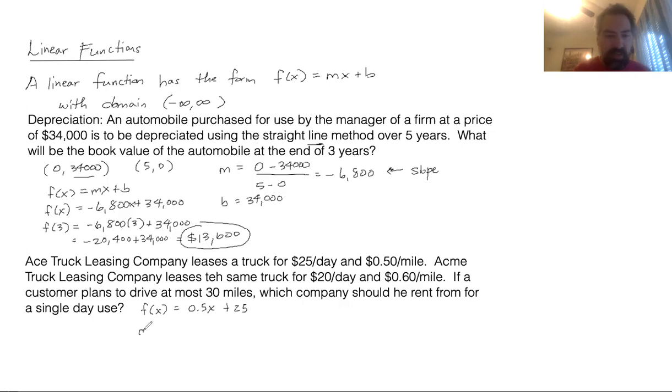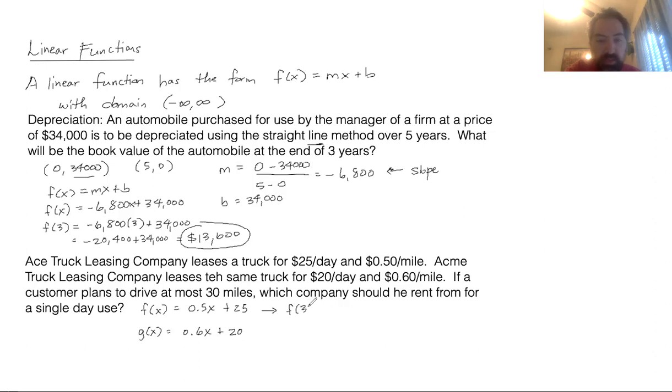And then we can find the function for the Acme Truck Leasing Company the same way. They charge 60 cents a mile, that's 0.6 times the x, and they are charging a $20 flat fee plus the mileage. So this function would be 0.6x plus 20. All right, so now we're going to drive it at most 30 miles. Which one should we rent from? An easy way of doing this is to plug the 30 into both functions and see which one is cheaper.